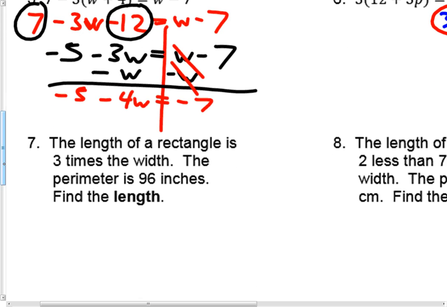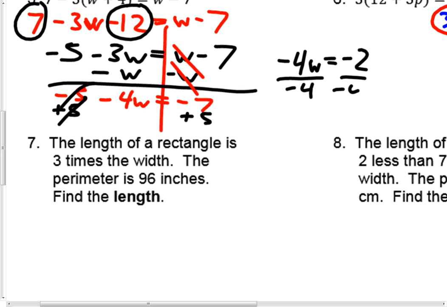Well, what? -3w minus w gives me -4w. How do I get that w all by itself? What does that give me? That gives me -4w equal to, what is this? -2. I divide by -4. What's a negative divided by a negative?